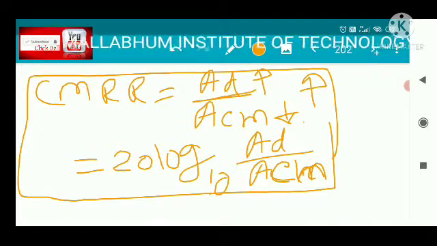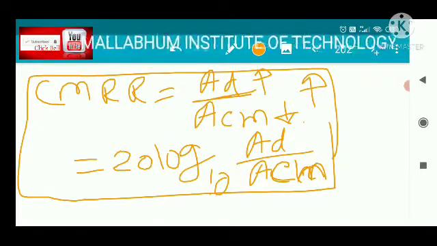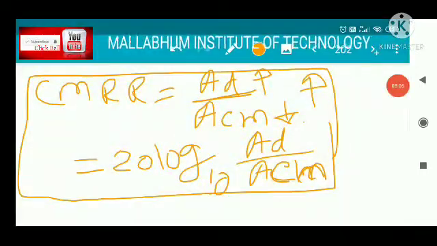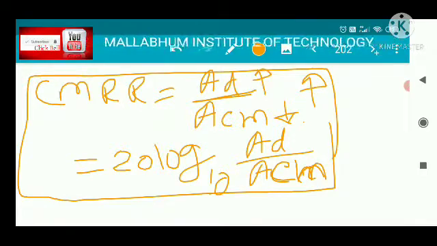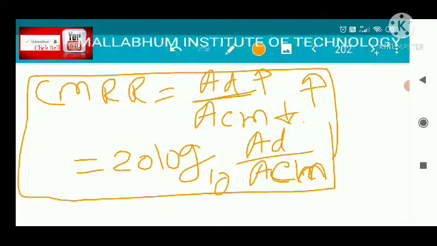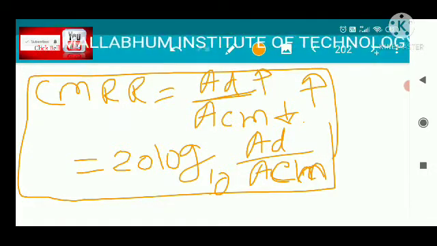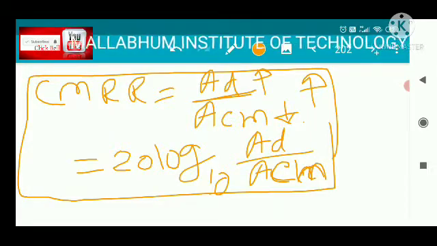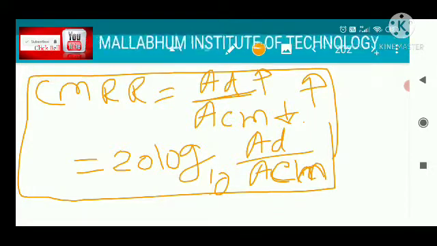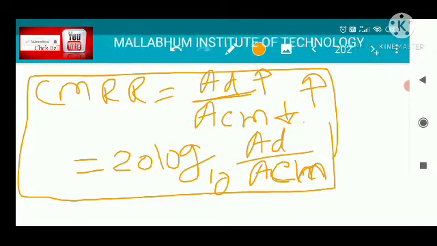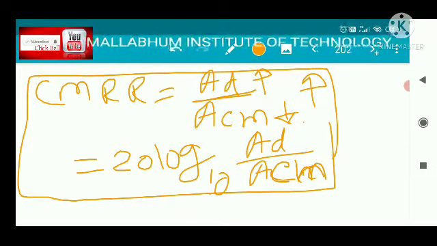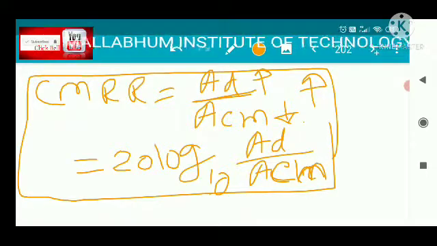CMRR is the ratio between the difference mode gain and the common mode gain, and for a good operational amplifier or good difference amplifier, the difference mode gain should be as high as possible and the common mode gain should be as low as possible, because the common mode gain is nothing but the noise signal gain, and we do not want the noise gain to be high. If it is so, then our signal strength is low at the output.